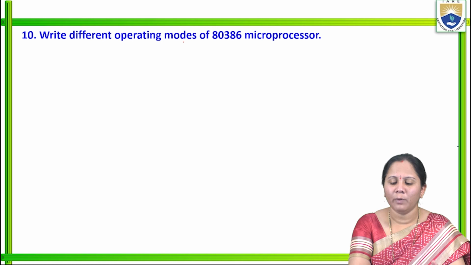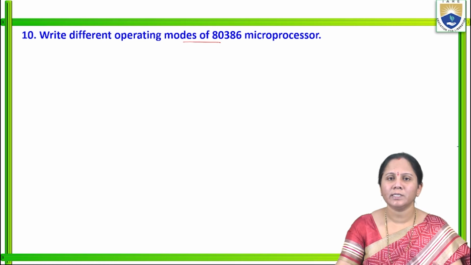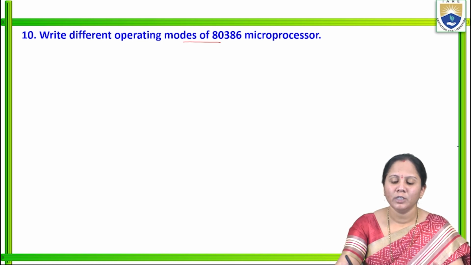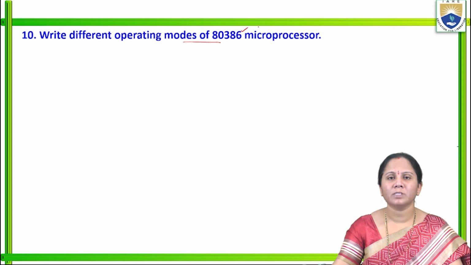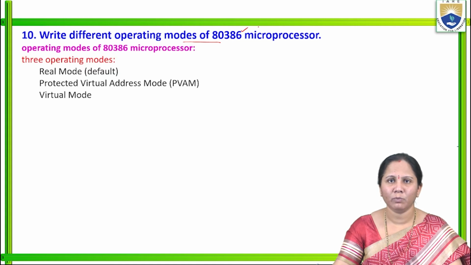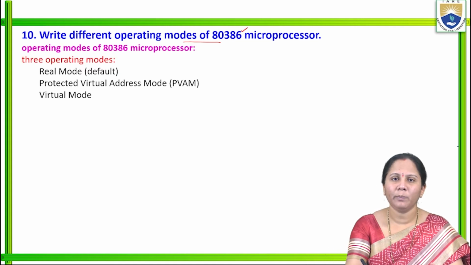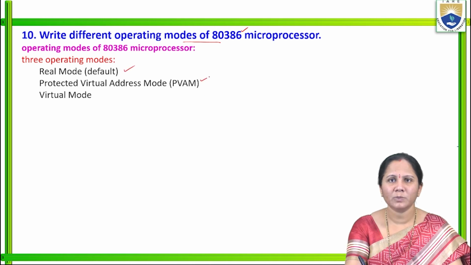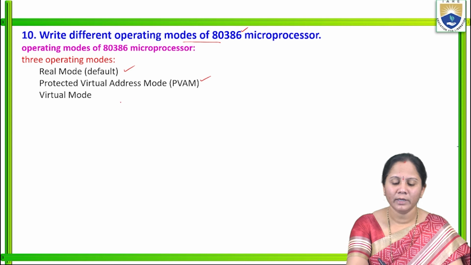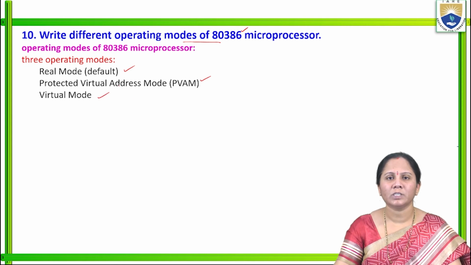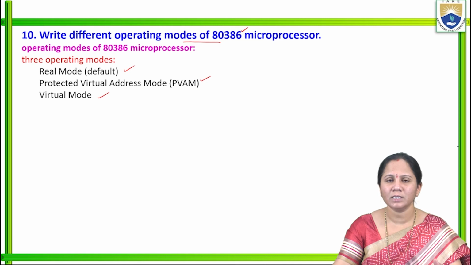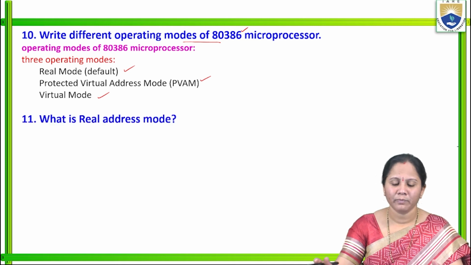And write different operating modes of 80386 microprocessor. So the 80386 microprocessor can be operated in different modes. That is, it has 3 operating modes. One is real mode, another one is protected virtual address mode, and the last one is virtual mode. So these are the 3 operating modes of the 80386 microprocessor.